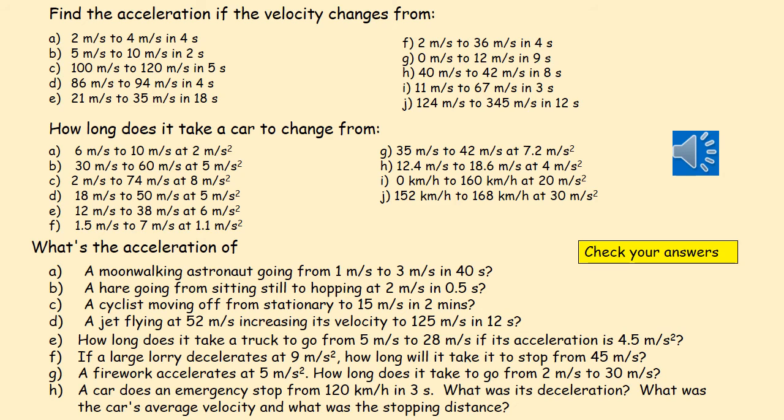Letter E, we've got a how long, so this is going to be the change of speed divided by the acceleration. 2.3 divided by 4.5, giving you 5.1 recurring. Next one, you should work that through, it will come to 45 over 9, which is 5 seconds. For G, you've got 28 divided by 5, so that's 5.6 seconds.